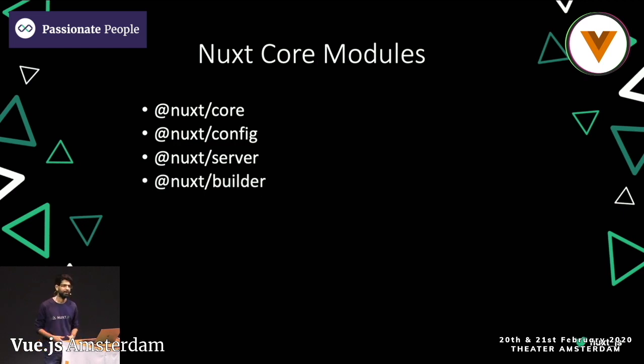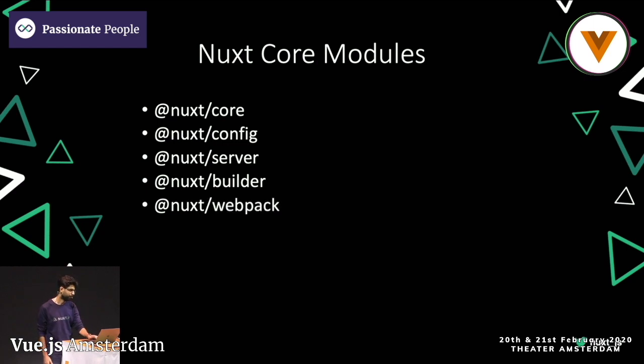We also abstracted the builder layer. The initial idea was to support more builders like Parcel. So it's also technically possible that you can write a Parcel builder for Nuxt, but by default we just use Webpack because this brings more consistency. So this is one of the reasons that we stick to one solution for everything. So the community is just consistent.